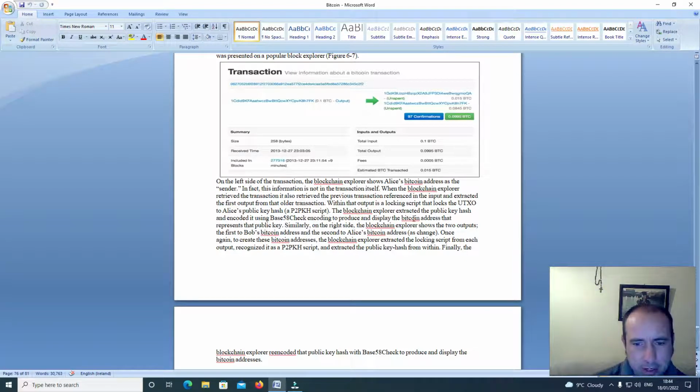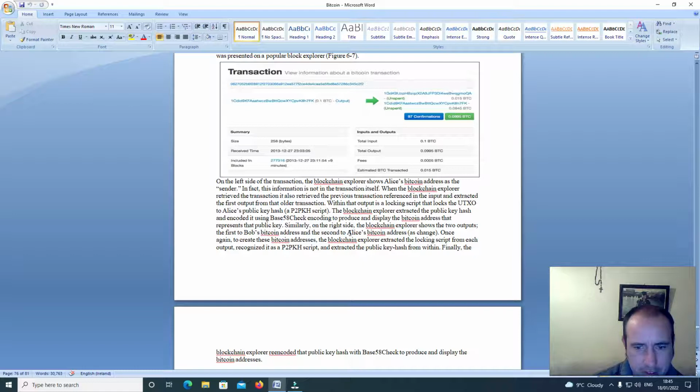Within that output is a locking script that locks the UTXO to Alice's public key hash, a P2PKH script. The Blockchain Explorer extracted the public key hash and encoded it using base 58 check encoding to produce and display the Bitcoin address that represents that public key.